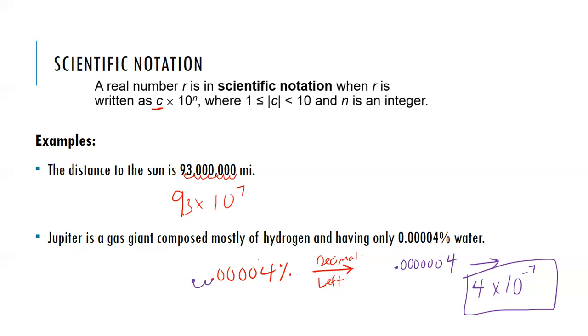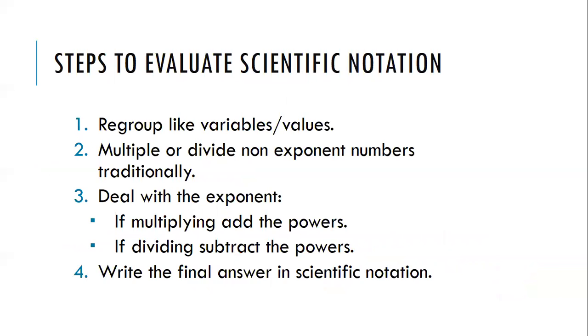Okay. So before you can write in scientific notation, it has to be written as a number, not as a percentage. All right. Next, you can also evaluate with scientific notation. And these are the steps. 1, you're going to regroup like variables. Okay. You're going to multiply or divide non-exponent numbers. And then you're going to deal with the exponents. Remember, when you are multiplying, you add the powers. And if you're dividing, you subtract the powers. Does that ring any bells? Okay. Then you're going to write the final answer in scientific notation.